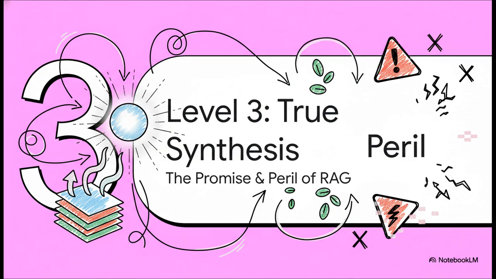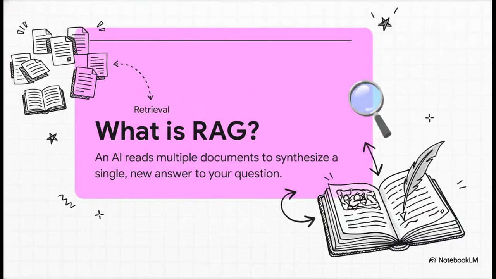This is the big one, the holy grail of AI summarization, you could say. This is what a lot of us think AI is doing all the time, reading a whole stack of documents and then weaving them all together into a single, brand new answer. This is the incredible promise, but also the massive peril of a technique called Retrieval Augmented Generation, or RAG for short. So, what is RAG?